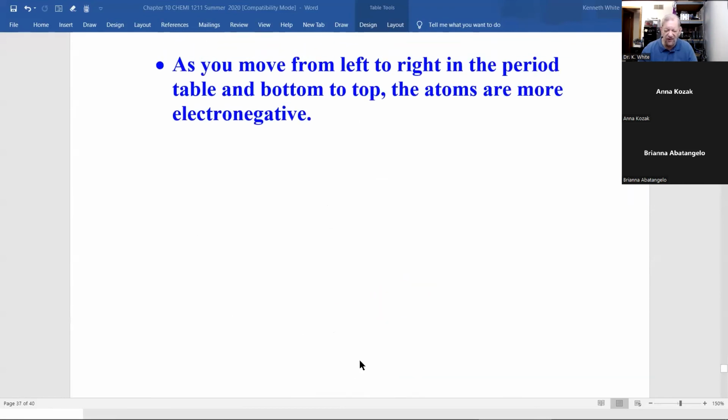Now, something I just noticed I don't have slides for, bad Dr. White, is the following. Let's look at the following consideration.